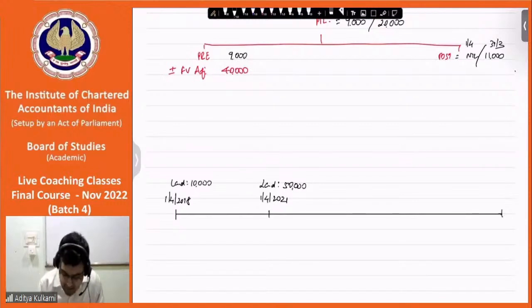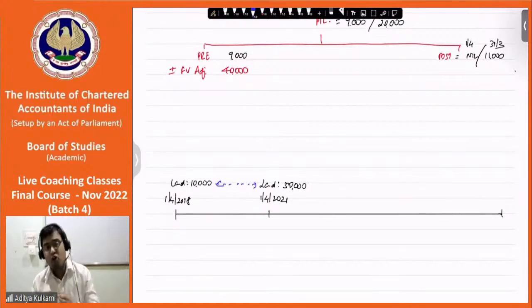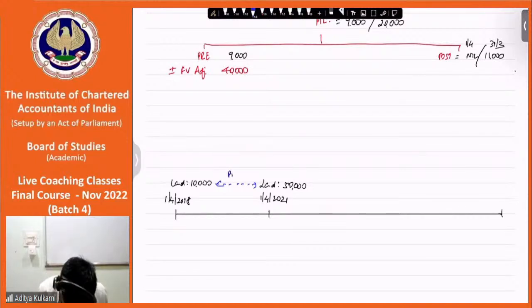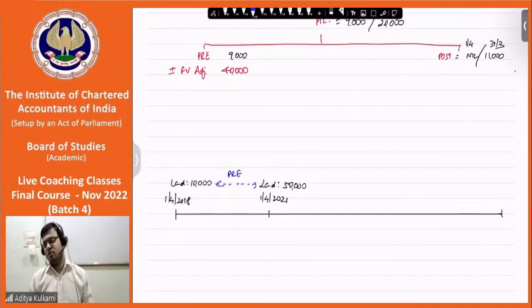So the movement in this land, when did it happen? It happened before you acquired control, and therefore we will have to treat it as a pre-acquisition movement in fair values. And that is why the adjustment will happen in the pre-acquisition reserves.